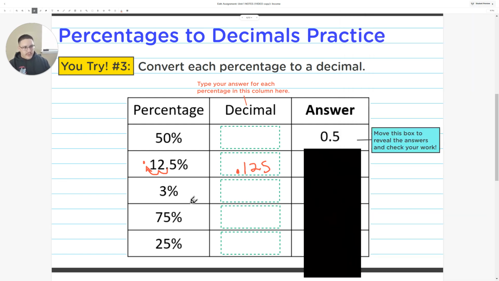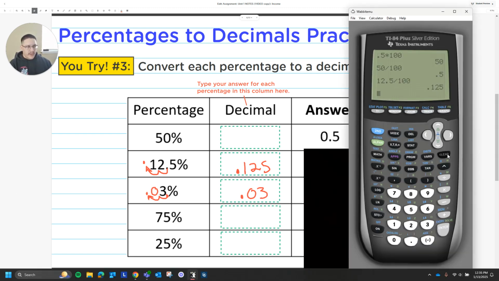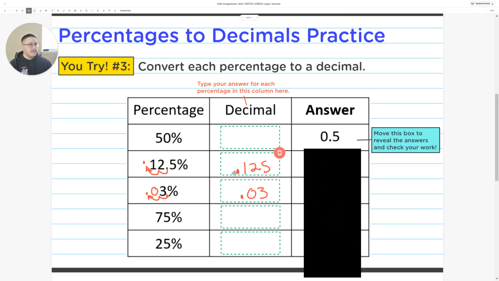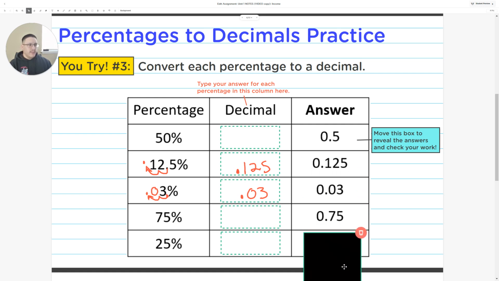Same thing with 3%. Take the decimal point where the percentage symbol is at, and then move it to the left twice. Any gaps you fill in with zeros, and we have our decimal form. If you would rather use the calculator, type in 3, divide that by 100, and you will get 0.03 as your decimal. Last two answers, 0.75 using the previous methods, and 0.25. That's it for You Try number 3.